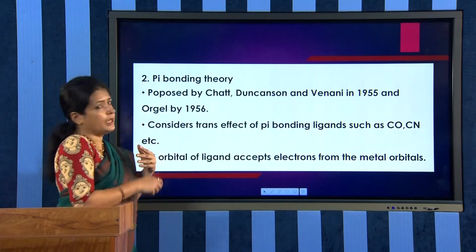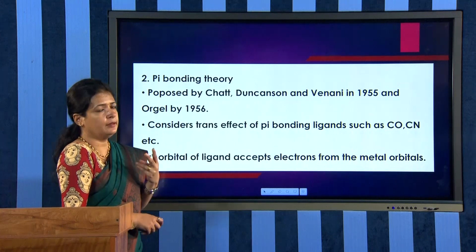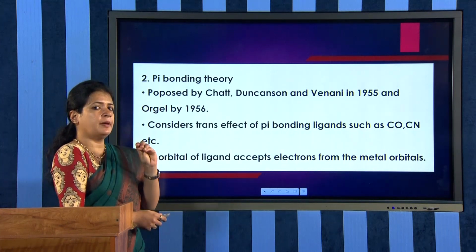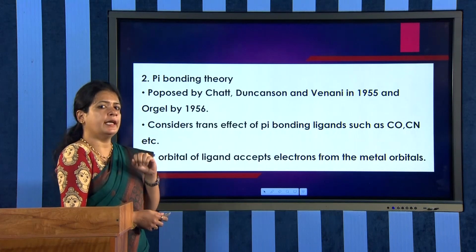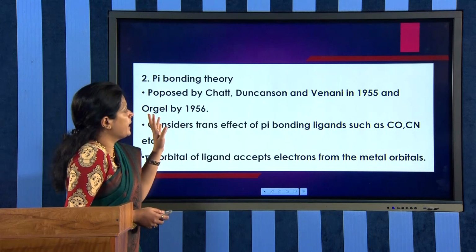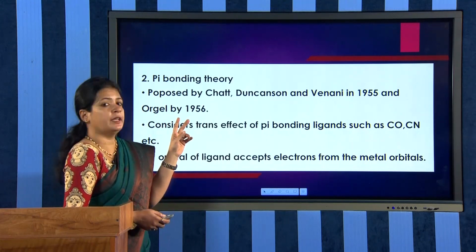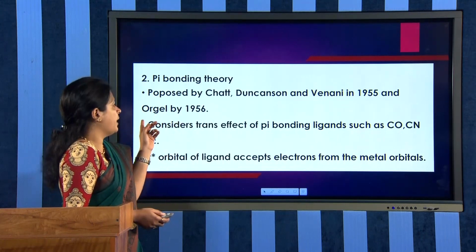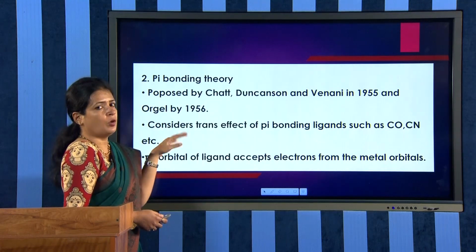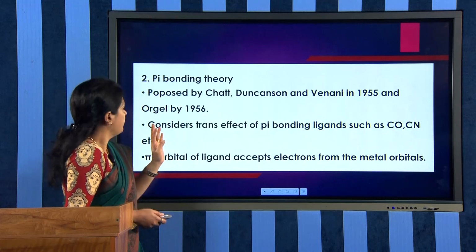Now the second theory is the pi bonding theory. This theory explains the trans effect of pi bonded ligands. It was proposed by Chatt, Duncanson and Venanzi in 1955 and Orgel in 1956. So, these were the scientists involved in the pi bonding theory.